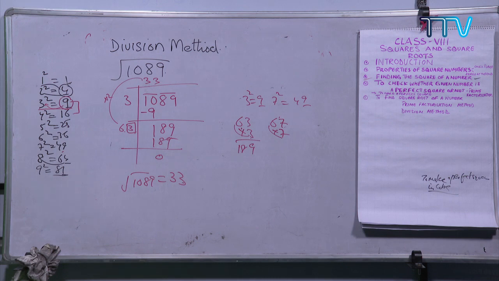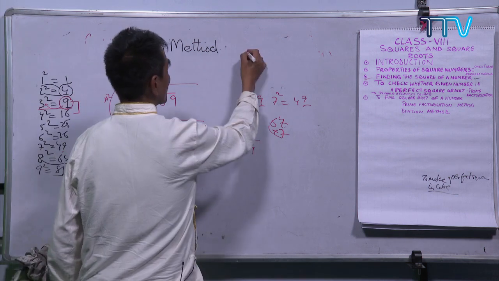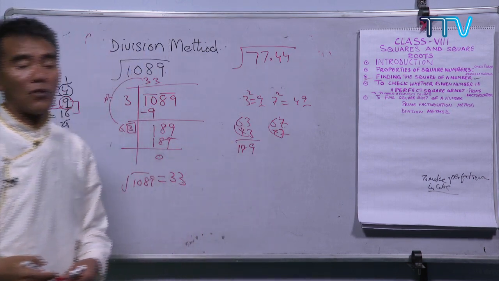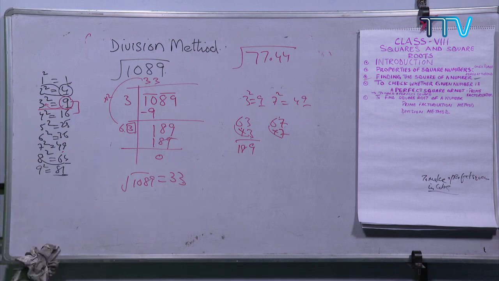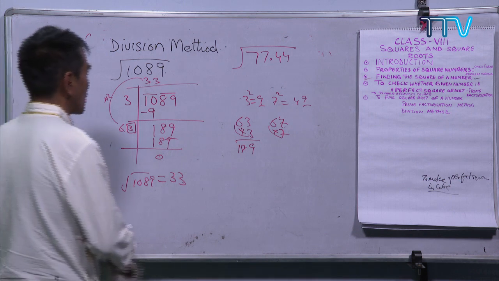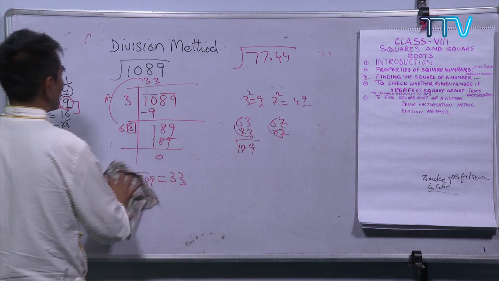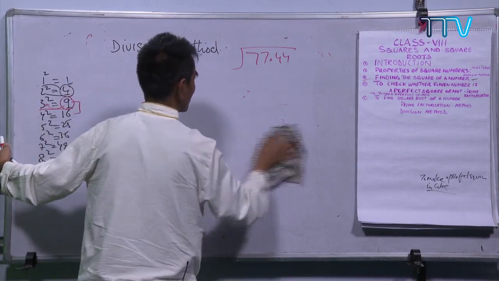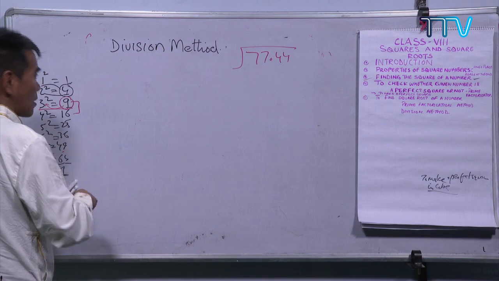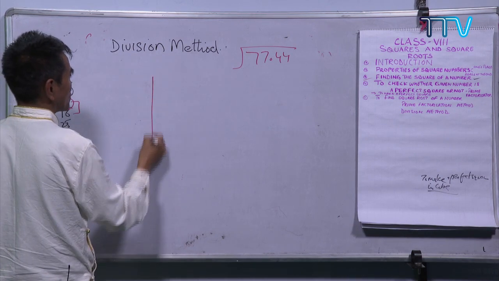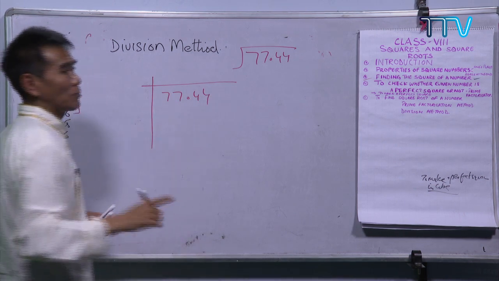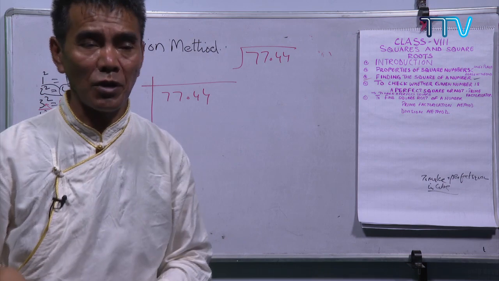Now let's try shifting the decimal point together. Find the square root of 77.44. Using the division method, the bar is placed on 77.44. The bar goes in the one's place, and the decimal point also has a bar.